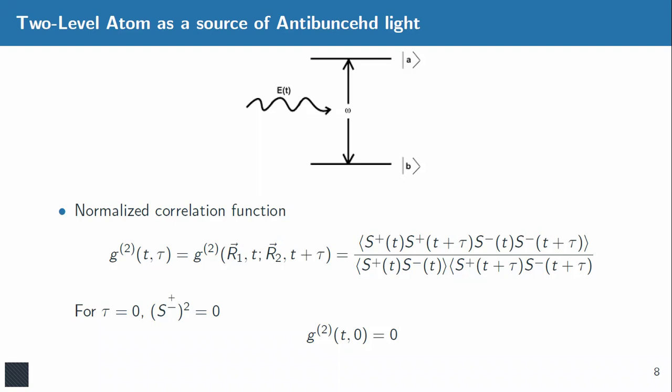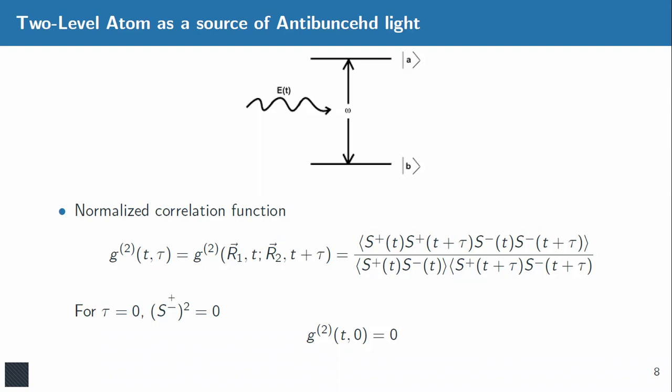In order to see how it works, consider we have the second order correlation function, and we could write the correlation function in terms of the spin operators. We know that spin operators are related to the dipole moment of the atom, and the electric field is related to the dipole moment of the atom. So we could write the second order correlation function in terms of the spin operators.